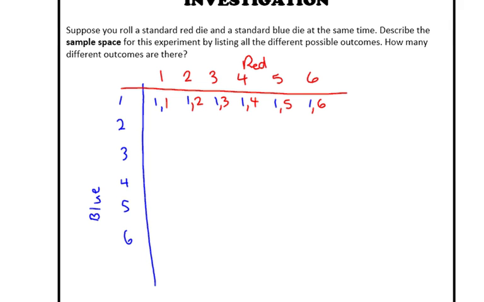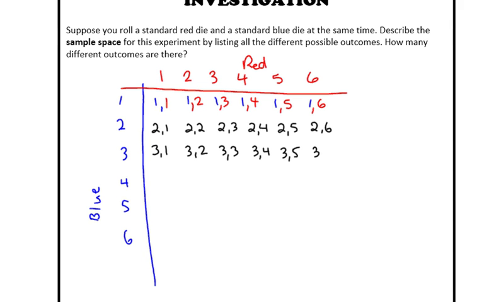So the next, what would this be? 2, 1, 2, 2, 2, 3, 2, 4, 2, 5, 2, 6. I'm not going to put all the colors in right now. And then next would be, so fill in the rest of the chart. And 3, 1, 3, 2, 3, 3, 3, 4, 3, 5, 3, 6.